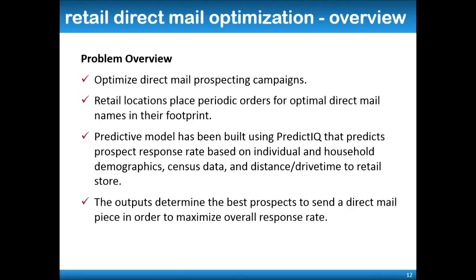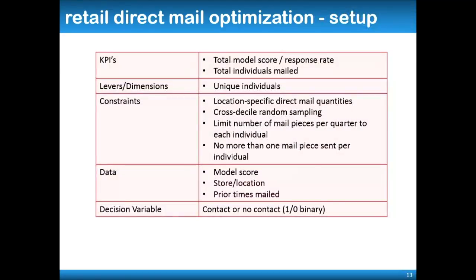So this example is interesting in the sense that we have incorporated results from our predictive model into the optimization process. So a model that was built also using the PredictIQ solution in our platform, a clone-like model that incorporates things like demographics, household and individual demographics, census data, things like distance and drive time to the retail location, and so on. So anyway, well incorporated into the optimization problem. So again, here, simplistic in terms of KPIs, the real focus is response rate. We're trying to drive up response rate.